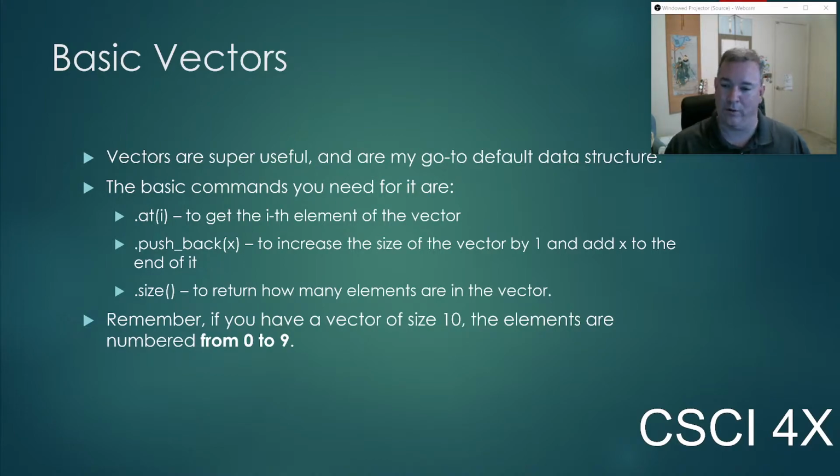So push back grows the size of the vector by 1 and adds the value you put in there, x, it adds that to the end of the vector. So if you push back 10, it adds the number 10 to the end of the vector. And if you pop back, it deletes the 10 that you just put in there. Okay. And dot size will tell you how many elements are currently in the vector. And these three things are basically all you need to know for most use cases.